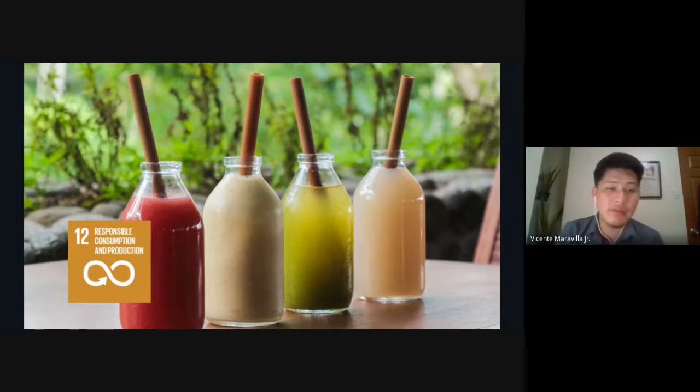In the picture, you have seen a bamboo straw. That responsible production can be found in the island of Siargao. They have actually used bamboo straws in their beverages. So they are also responding to the SDG 12, responsible consumption and production. And I hope that these initiatives and these sustainable activities could influence other islands in the Philippines.